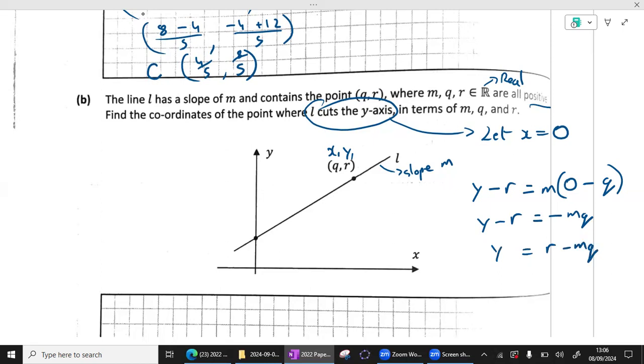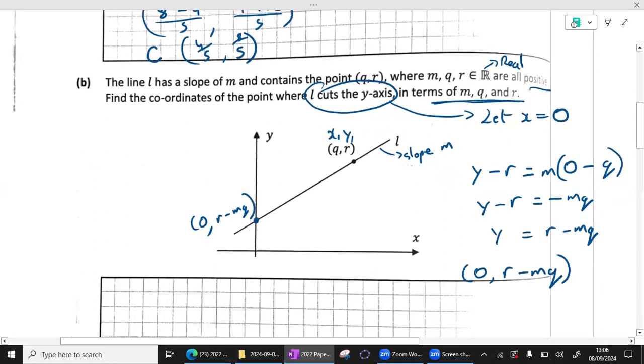So the coordinates of where it crosses the y-axis are 0, r minus mq. So in other words, I've now discovered that it crosses the axis at 0, r minus mq. And it does say writing it in terms of m, q and r. So that means that there is no number. We're just writing it in terms of those letters.